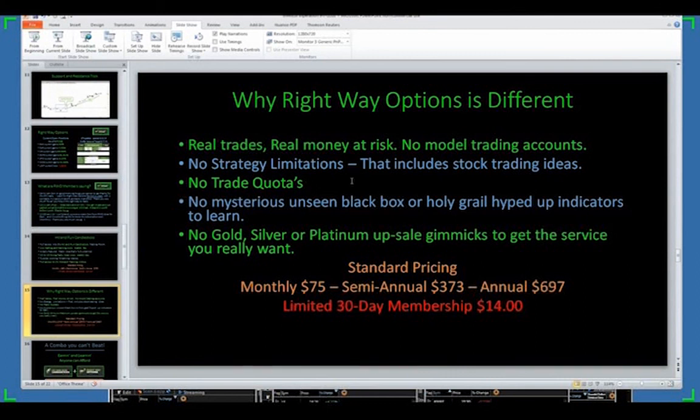There's no quotas. In other words, we're not going to say you're going to get 5 trades on Friday afternoon. No. When there's trades to be made, we put out trades. When there's no trades to be made, we don't put out trades. Very simple. Our job is to help everybody make money, not push trades your way. There's no mysterious, unseen black box or anything like that at all. No upsell, platinum, gold, silver, double platinum, anything like that.